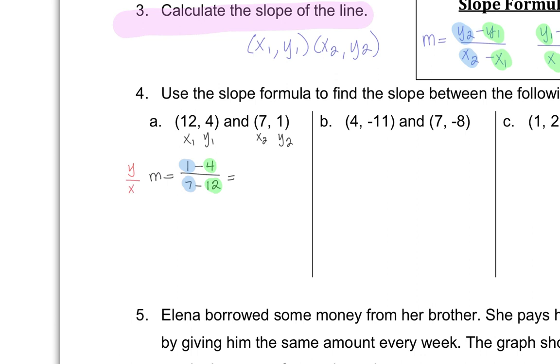So if we go through and subtract these, 1 minus 4 gives me negative 3. 7 minus 12 gives me negative 4. So then we always want to simplify. The only thing I can simplify here is the sign.